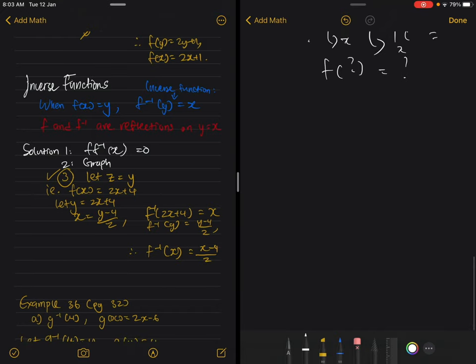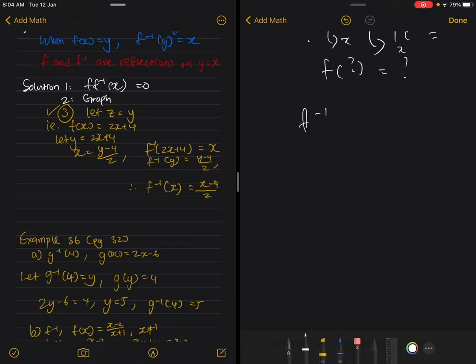Lastly will be inverse functions. And the thing about inverse functions is that inverse function means f minus 1. They are reflections on y equals x. What do I mean? If let's say your function on the first graph is a straight line going this way, then your inverse function will be going this way. Your x and y values are flipped.